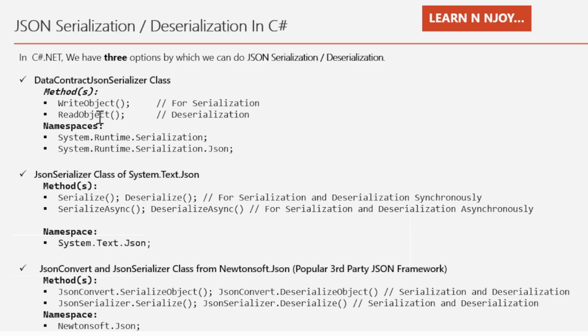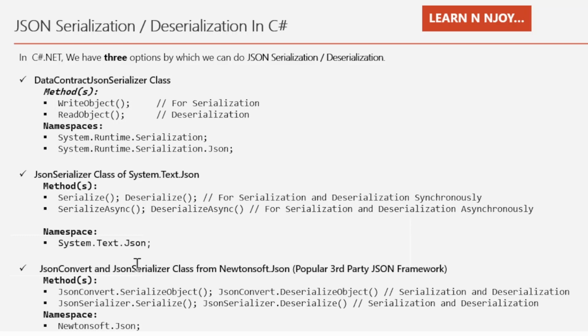Number 2, the JsonSerializer class of System.Text.Json. So we use its Serialize and Deserialize methods for serialization and deserialization synchronously, and SerializeAsync and DeserializeAsync for serialization and deserialization asynchronously. So in order to use the JsonSerializer class, we need to use this namespace, System.Text.Json.